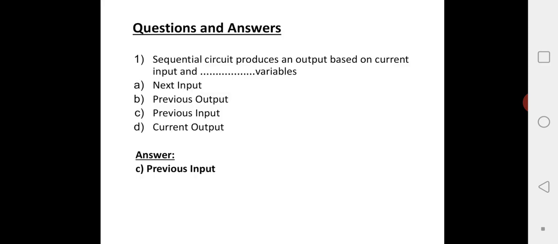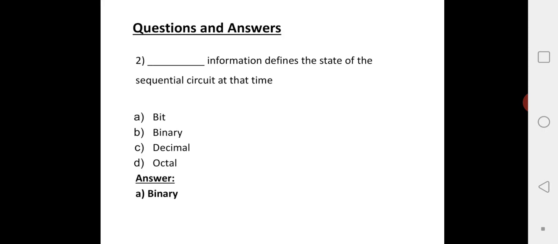Let us look at the questions on synchronous and asynchronous circuits. A sequential circuit produces an output based on current input and dot dot dot variables. The options are next input, previous output, previous input, current output. Obviously it is based on current input and the previous input. Next, dot dot information defines the state of the sequential circuit at that time. So binary information defines the state of the sequential circuit at that time.